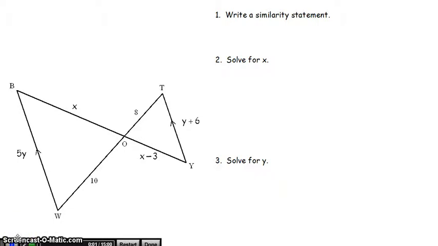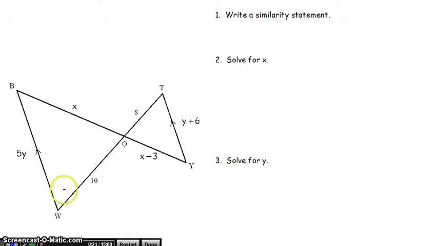This video should be used to help with solving triangle similarity with what we call bow tie triangles. In bow tie triangles, you have two sides that are parallel, and your other two sides intersect like this. They form what looks like a bow tie.